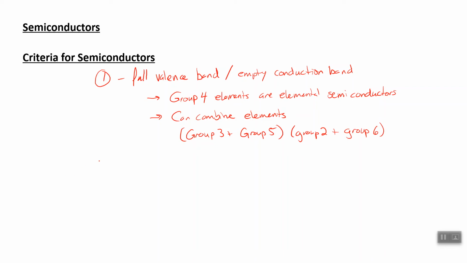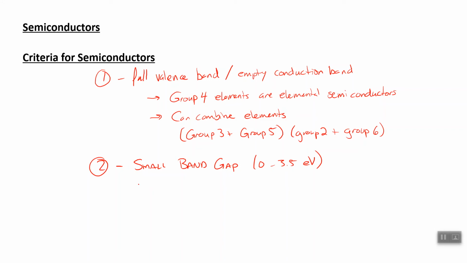The second criteria that we have is that we need the right size band gap, right? We need a small band gap. And when we say small band gap, we mean 0 to 3.5 electron volts. So band gaps are always measured in electron volts. 0 to 3.5 is basically the criteria for semiconductors. Most of the really good semiconductors are going to be around 1, maybe into the 2 electron volt range, but technically anything in the 0 to 3.5 is there.